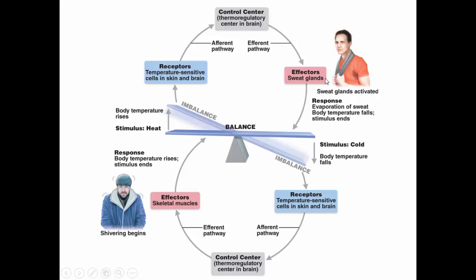But let's say you start sweating, and it's a cold day and you go outside, and so that sweat evaporates really fast and your body temperature drops. Now your receptors are sending that information to the control center, and the control center is saying, oh, too cold. This time, the effectors it stimulates are skeletal muscles, and you start to shiver because that's going to generate some heat and hopefully bring you back in balance. So there you have a homeostatic mechanism monitoring body temperature.